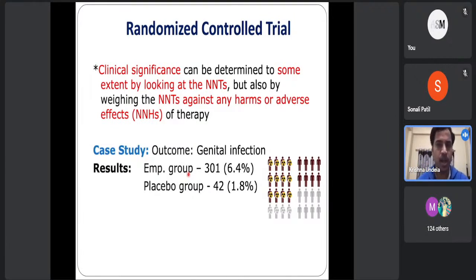And why am I calling it a harm? Because the outcome we are having here is an adverse outcome: genital infection after taking the medication. So can you please calculate and tell me what the numbers are? What is the relative risk and what is the relative risk reduction? What is the absolute risk reduction? And then what is NNH? I would like to hear all these values from you.